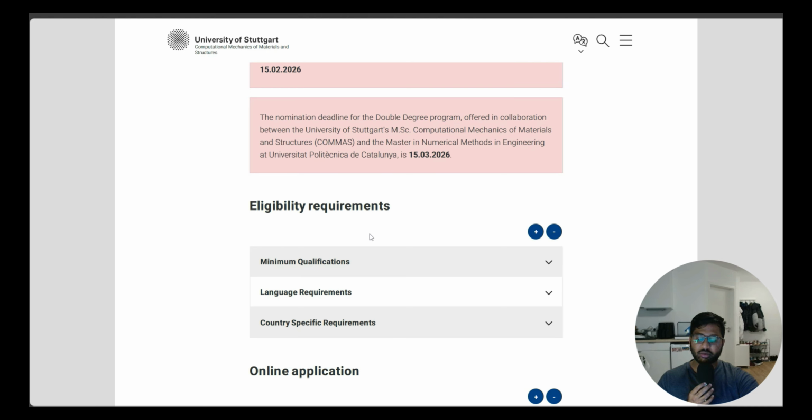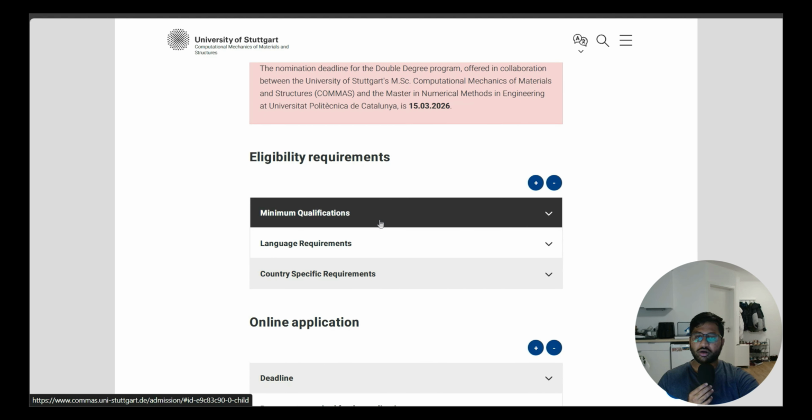But yeah, if you're applying directly, people who are coming directly from India for the masters here for the first time, then you have to apply for the first masters. But if you're doing a second masters here, then you can apply for the double program or double degree.